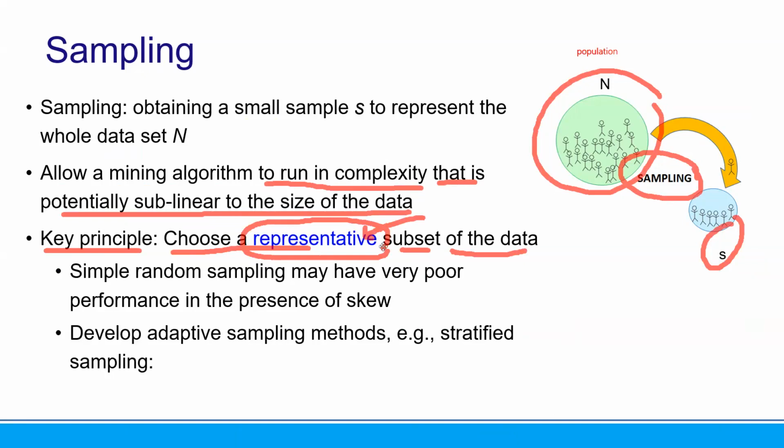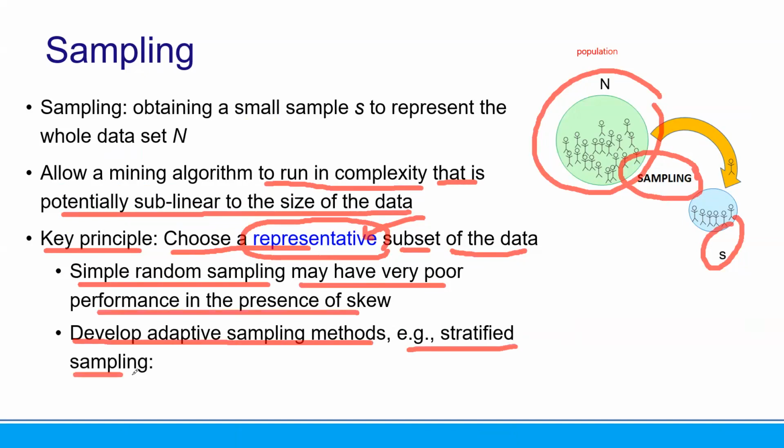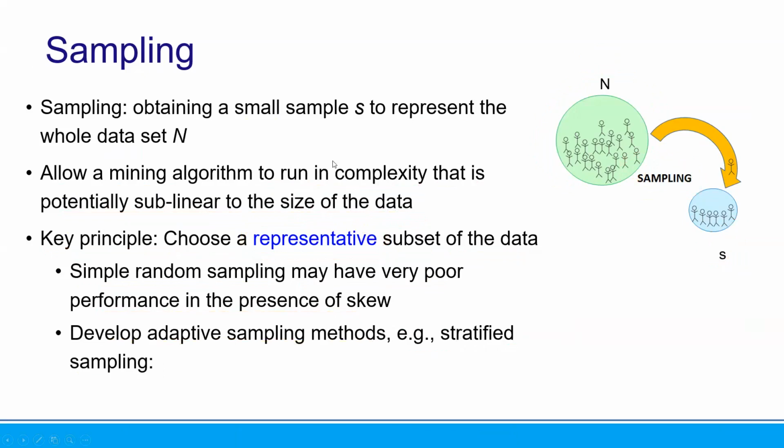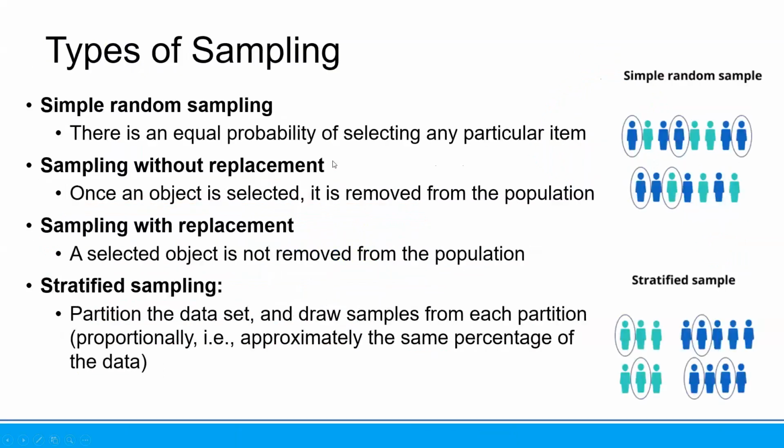In sampling, we can use, for example, simple random sampling. Just randomly select the subjects. But it may have very poor performance in the presence of skew. Some other sampling methods, we call them adaptive sampling methods, for example, stratified sampling. So let's see some types of sampling.